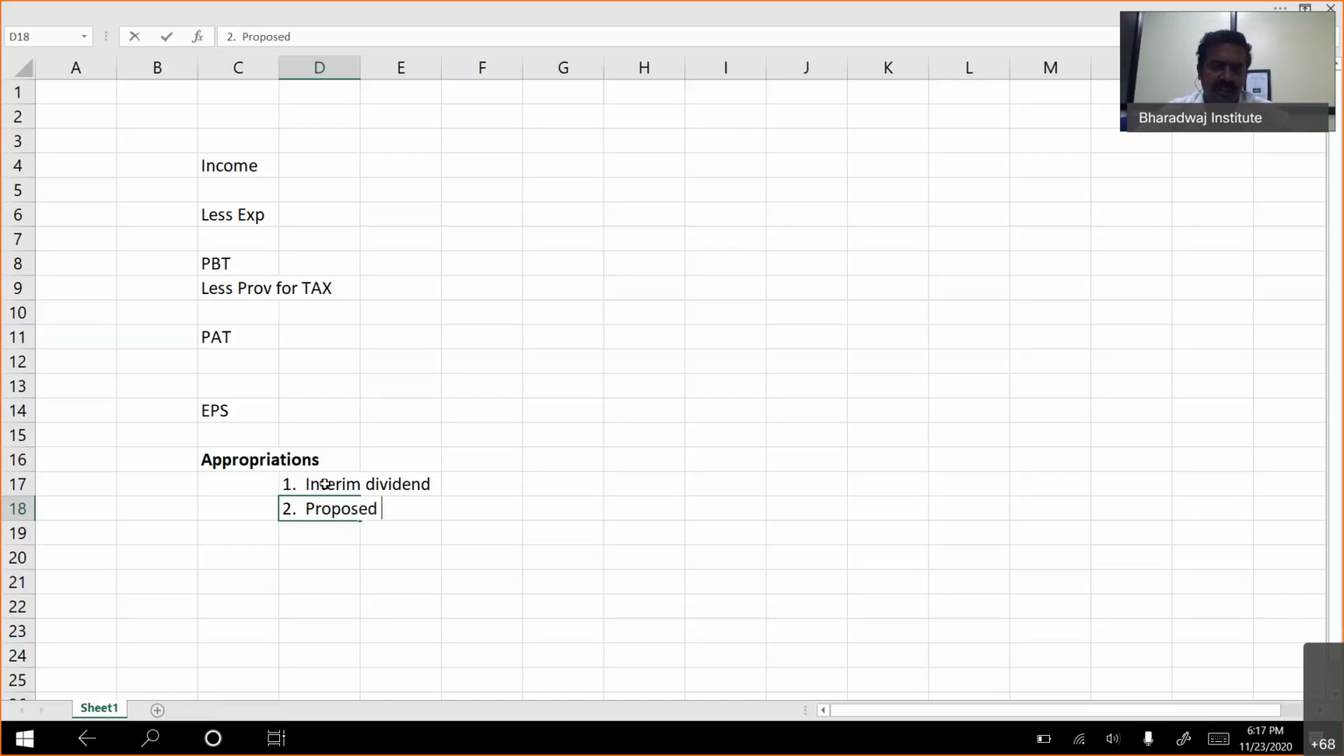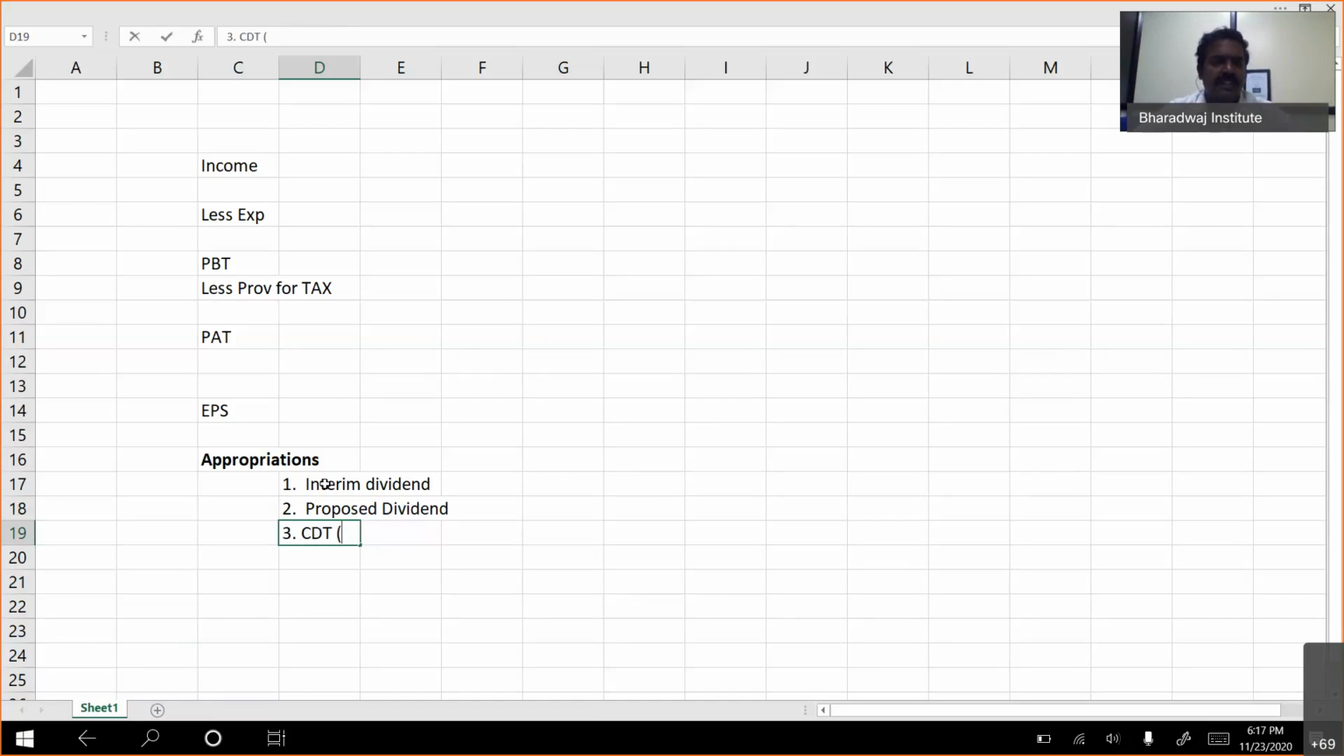Proposed dividend. What is proposed dividend? The directors finalize accounts. They see there is a profit, and the profit can be used for no other purpose, so it can be paid as a dividend. So they declare the dividend. This proposed dividend will be paid after the AGM.